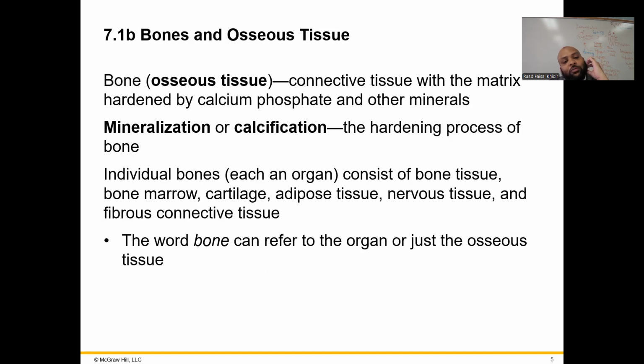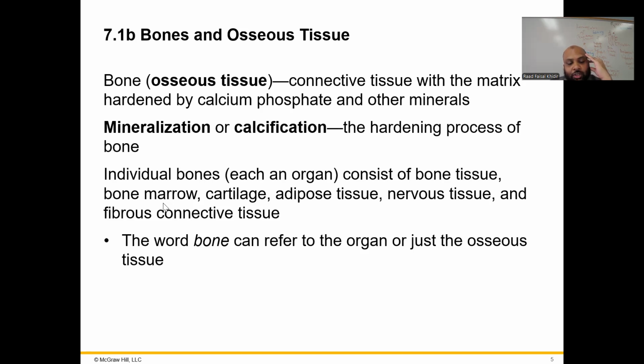So the bone is a form of tissue known as osseous tissue. Osseous tissue is a type of connective tissue with the matrix hardened by calcium phosphate and other minerals. So mineralization or calcification is the hardening process of the bone. Individual bones, each an organ, consist of bone tissue, bone marrow, cartilage, adipose tissue, nervous tissue, and fibrous connective tissue. So the word bone can refer to an organ or just the osseous tissue.